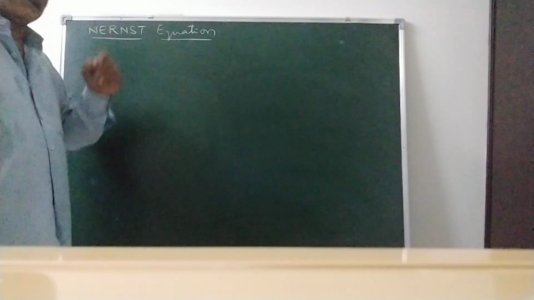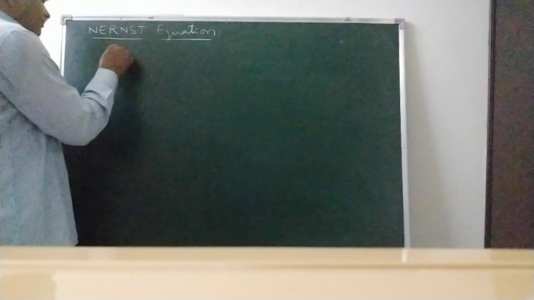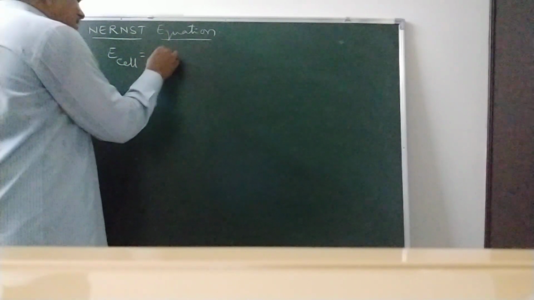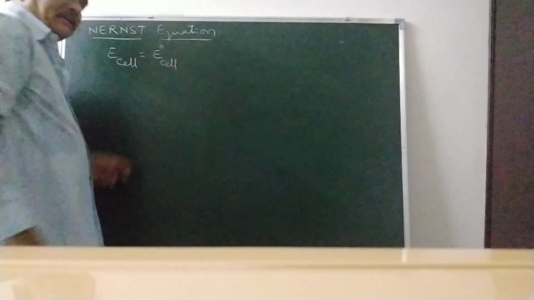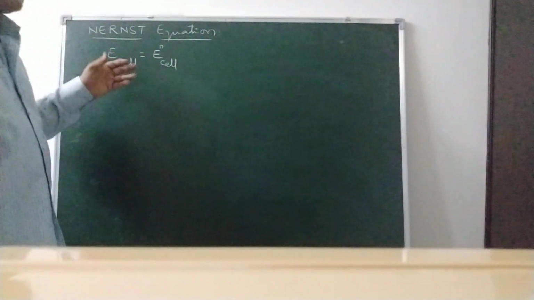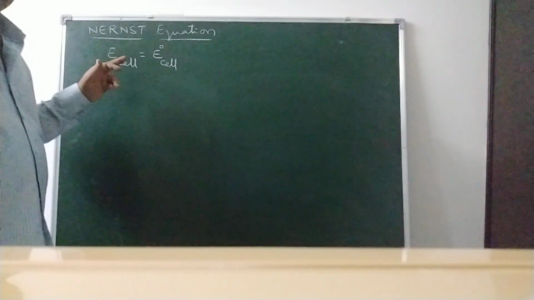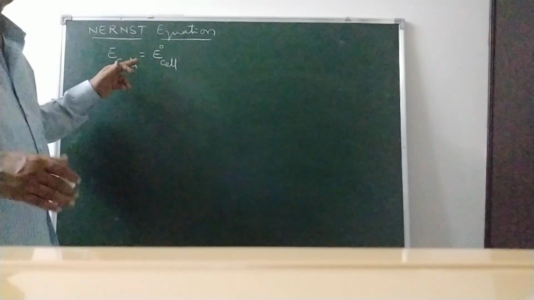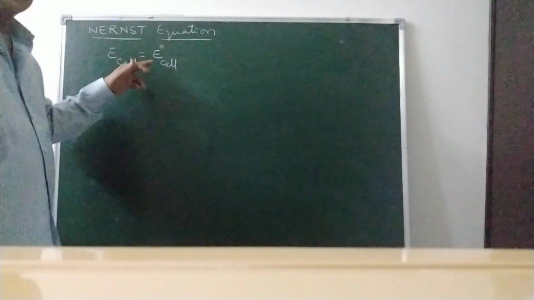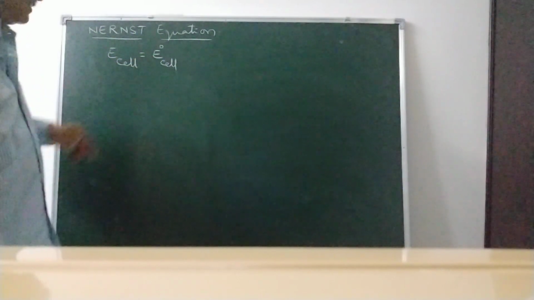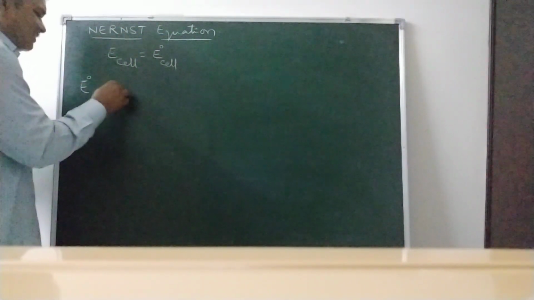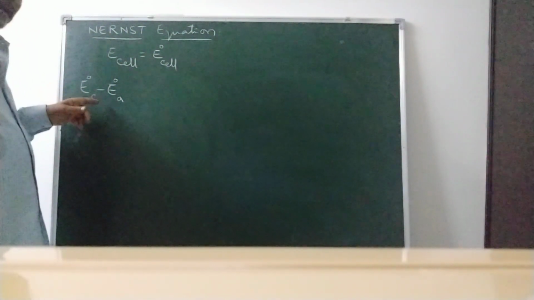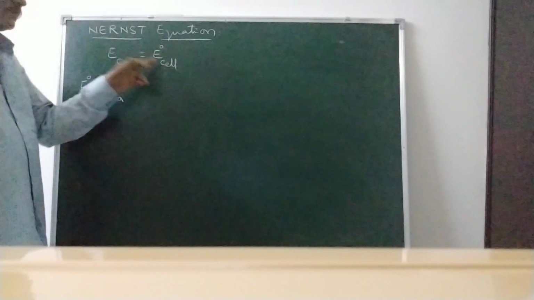So what is the Nernst equation? Nernst equation: E cell is equal to E naught cell. So we can determine the EMF of the cell if the electrodes are not in the standard state, if E naught cell is known. What is E cell? The EMF of the cell at a given concentration and at a given temperature. What is E naught cell? E naught cell is E naught cathode minus E naught anode. That means the standard reduction potential of the cathode minus the standard reduction potential of the anode. That is E naught cell.